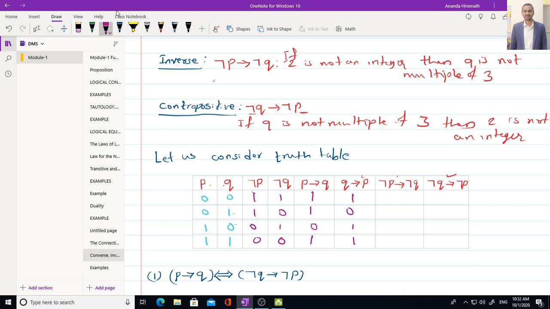Now not p conditional not q. So let us consider these two, not p and not q. 1 0 should be there, then only 0. 1 0 is there, you can write 0 here. Remaining positions: 1 1 1.